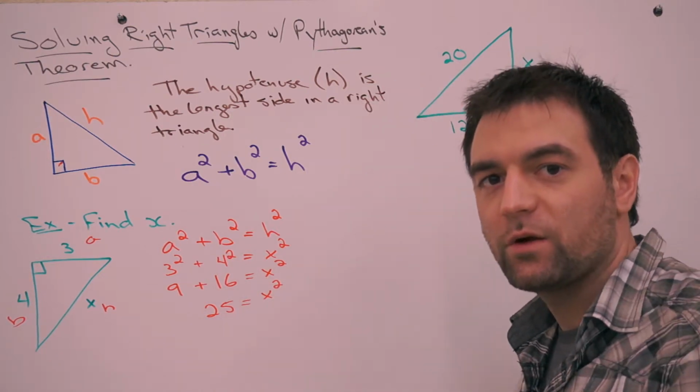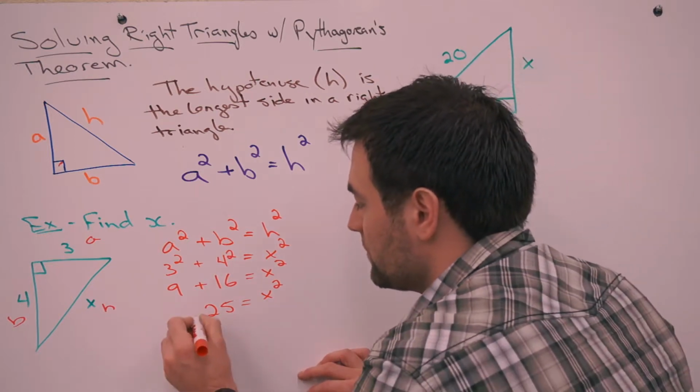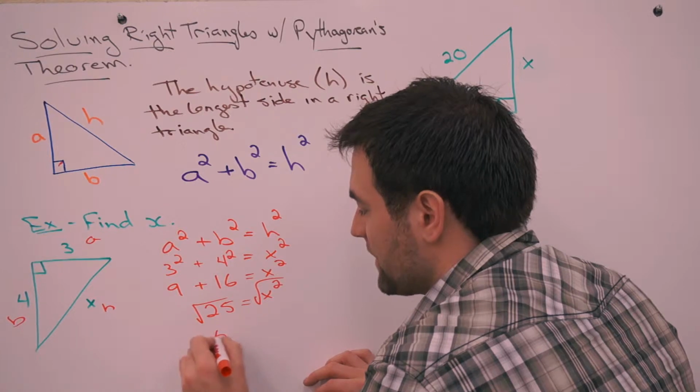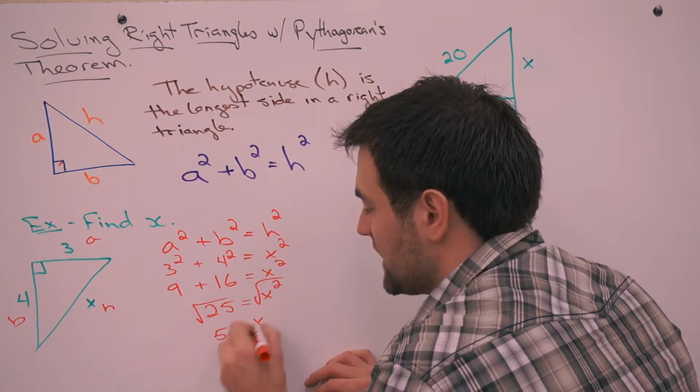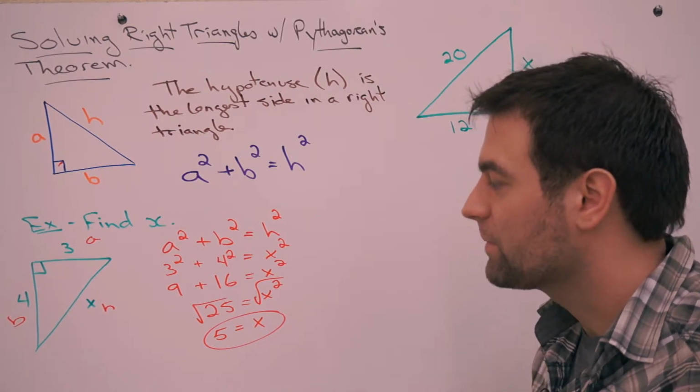Now, to get rid of the square, we do the opposite of square, which is take the square root. So we'll take the square root of both sides. Square root of that, square root of that. So that gives us a 5, and that will give us x. And there's our missing side, 5.